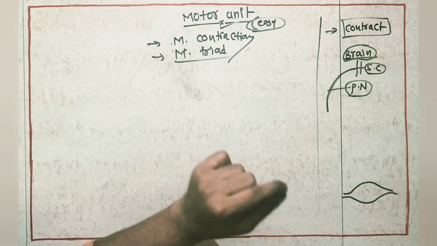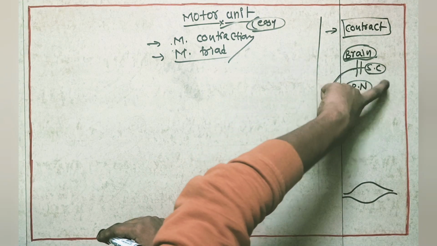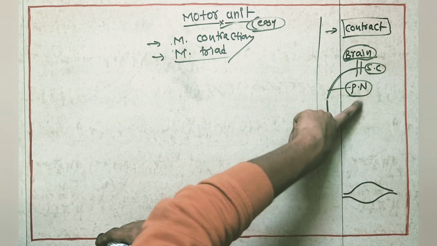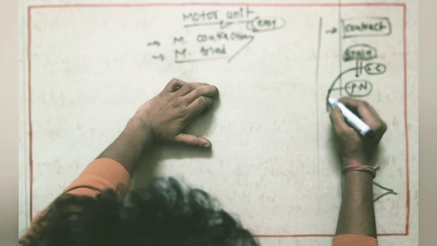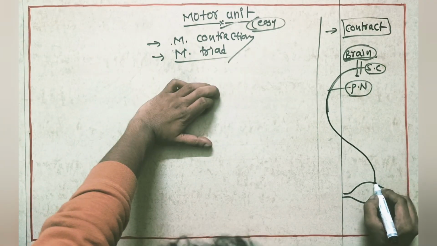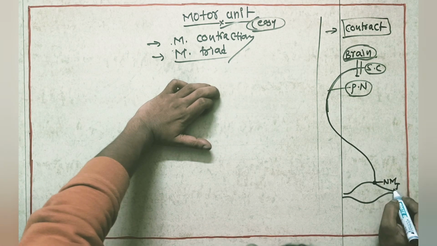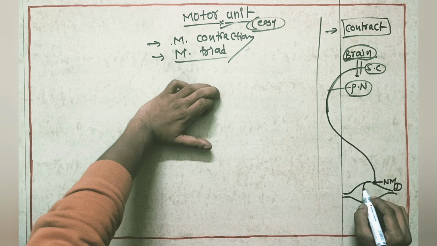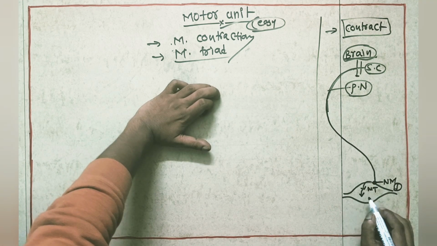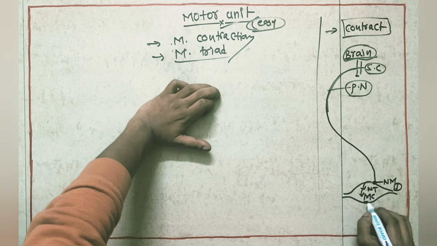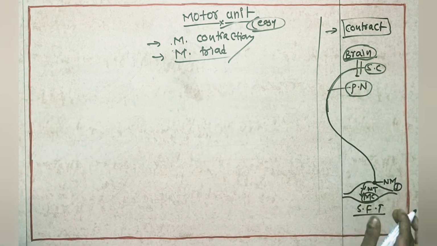So the signal first starts at the brain. From there it transfers to the spinal cord, and from the spinal cord to the peripheral nerve. From the peripheral nerve it enters into the muscle. Here is the neuromuscular junction. From the neuromuscular junction it enters into the muscle triad. After that it creates the muscle contraction by the sliding filament theory. So this is clear. Like this, the muscle will contract.